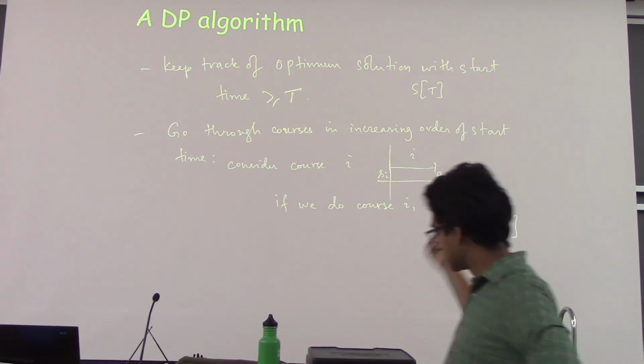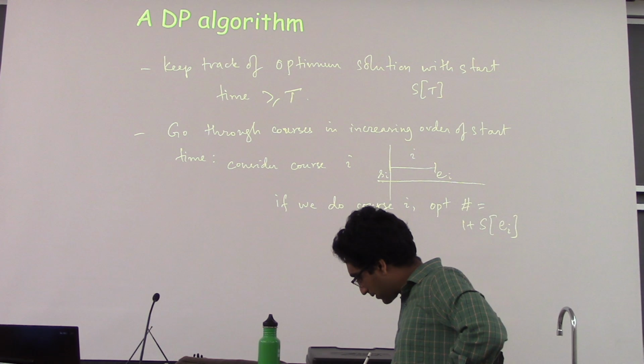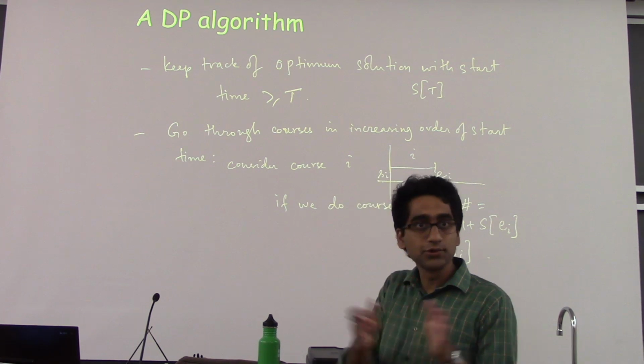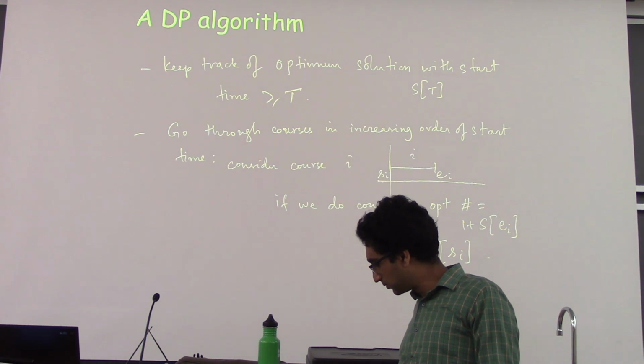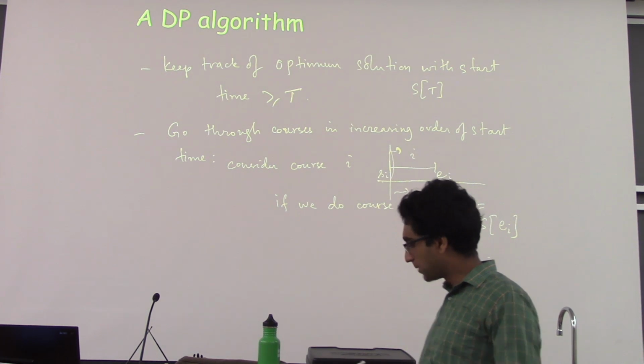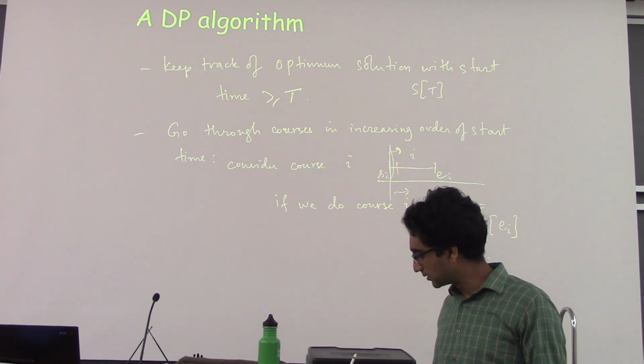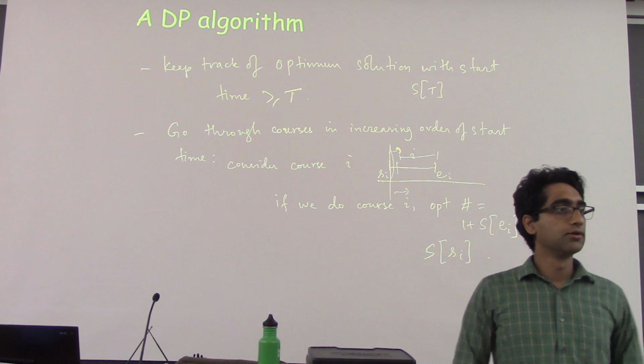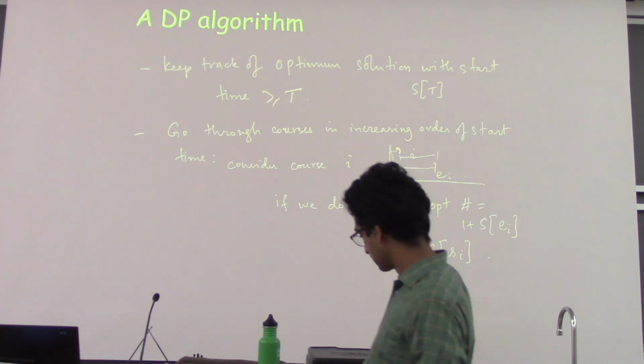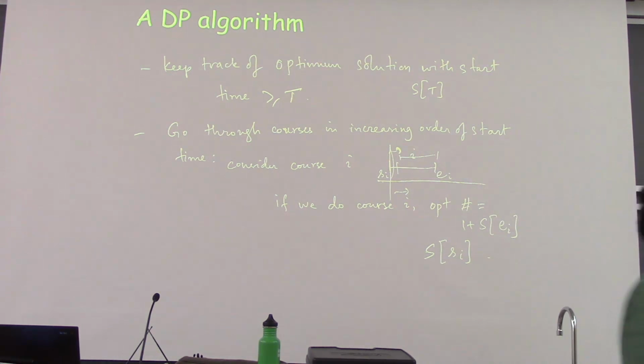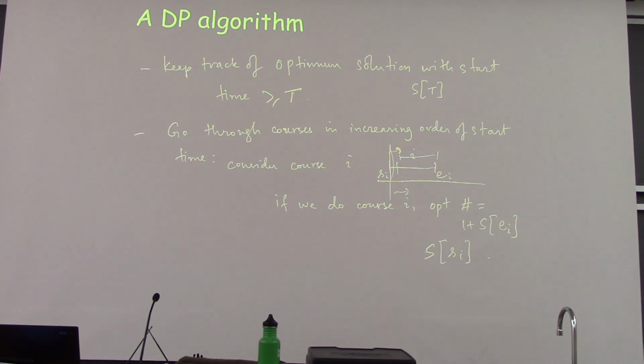Otherwise, it's basically S of Si. If you choose not to do it, then you just start here and maybe pick some other course that starts here. So basically you're saying that we should choose courses that end earlier? Exactly. Okay, so that's what I was getting to.